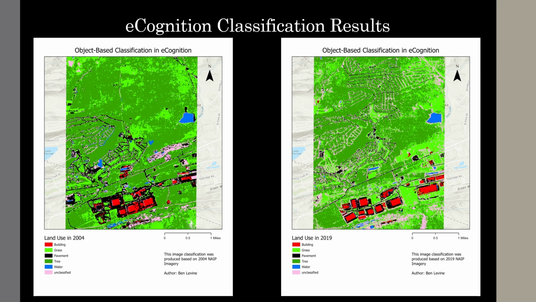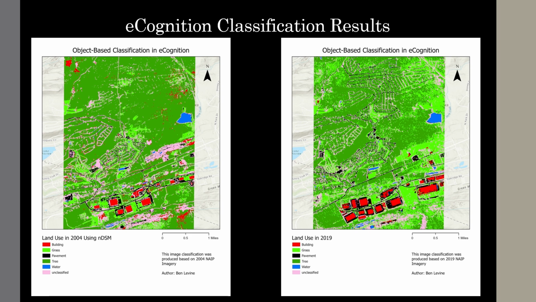The results of the eCognition classification are shown here. At a high scale, it actually appears like the data is less defined and clean than the supervised classification in ArcGIS Pro. However, a lot of this is due to the unclassified objects. This is the results of the 2004 and 2019 object-based classifications without NDSM. And here are the results of the 2004 land use using the NDSM and the 2019 results.